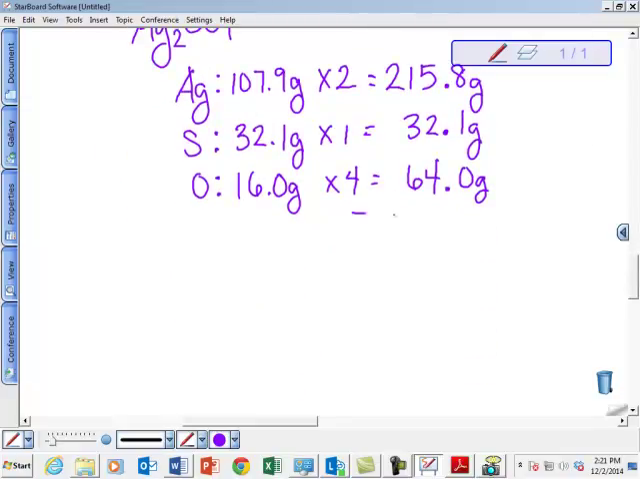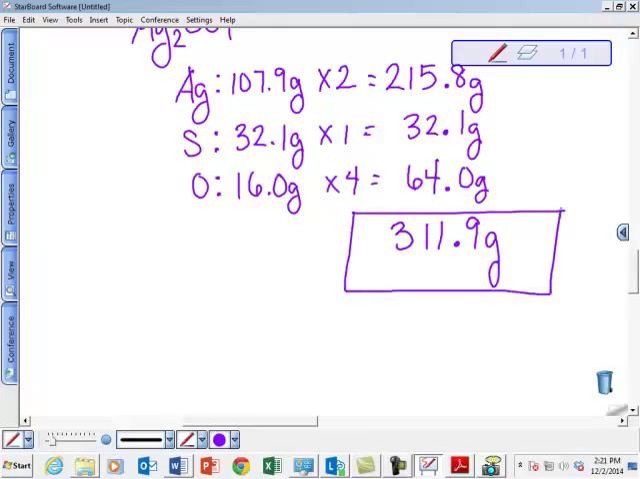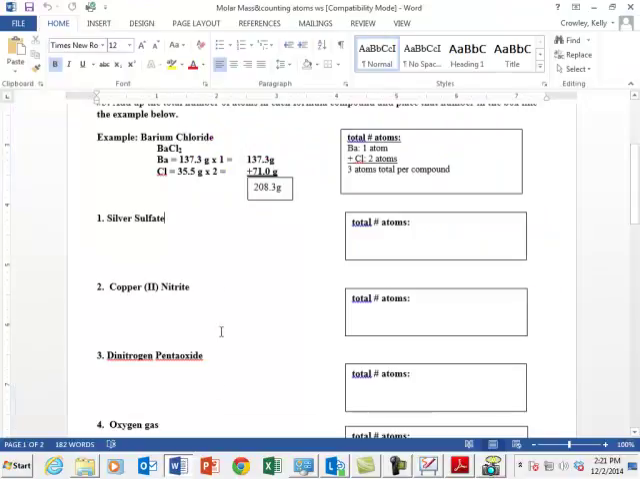Okay, let's add it up. 215.8 plus 32.1 plus 64. That's going to give me 311.9. And yes, you have to bring over that tenth place. This is your final answer. Please put a box around it. All right, put a box around your answer. Okay. All right, so we did that first problem right here.